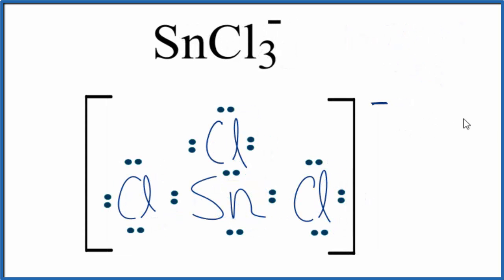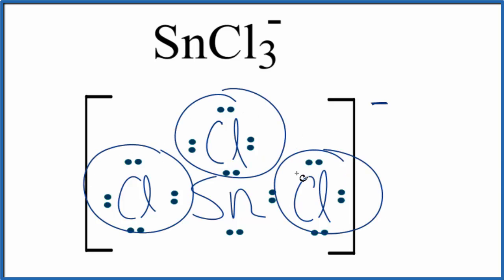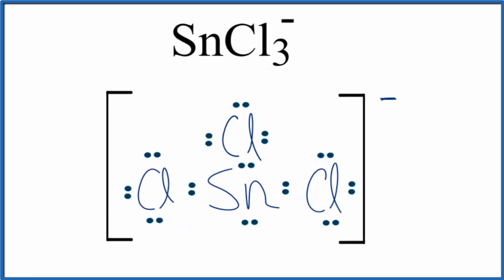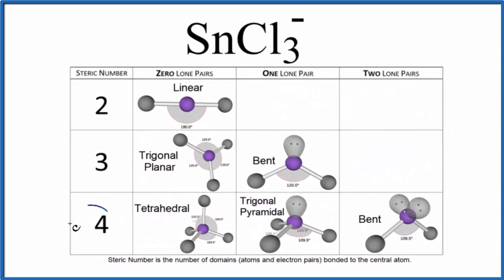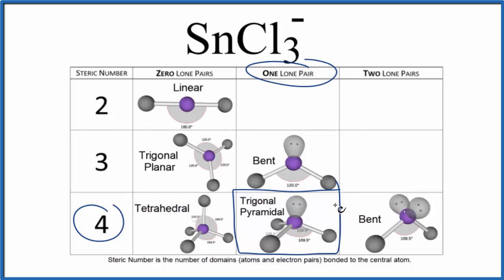If we were interested in the molecular geometry, and we look at the central tin here, we have 1, 2, 3 atoms, and then a lone pair. So we have a steric number of 4: 3 atoms and a lone pair. If we look at our chart, our steric number is 4. We have the 3 atoms and then the 1 lone pair. That's going to be trigonal pyramidal. So the molecular geometry for SnCl3- will be trigonal pyramidal.